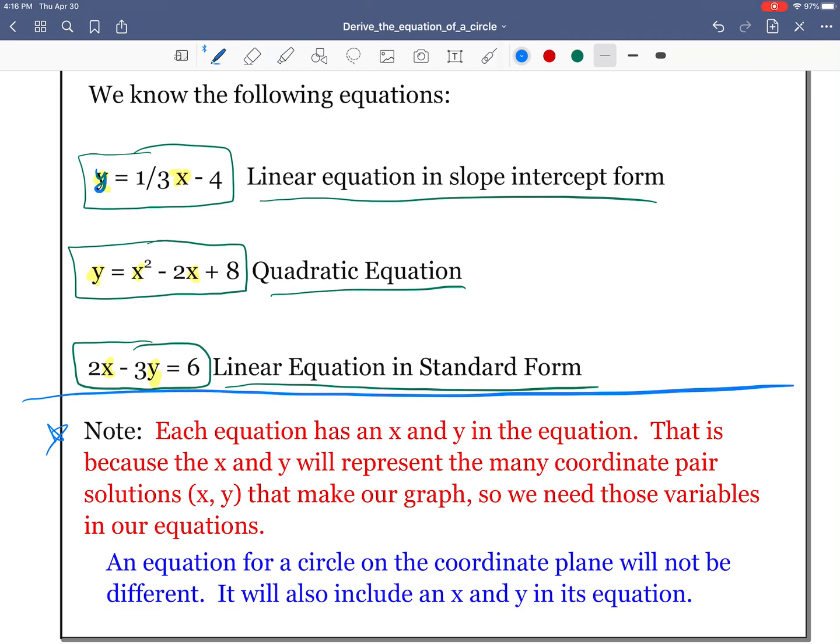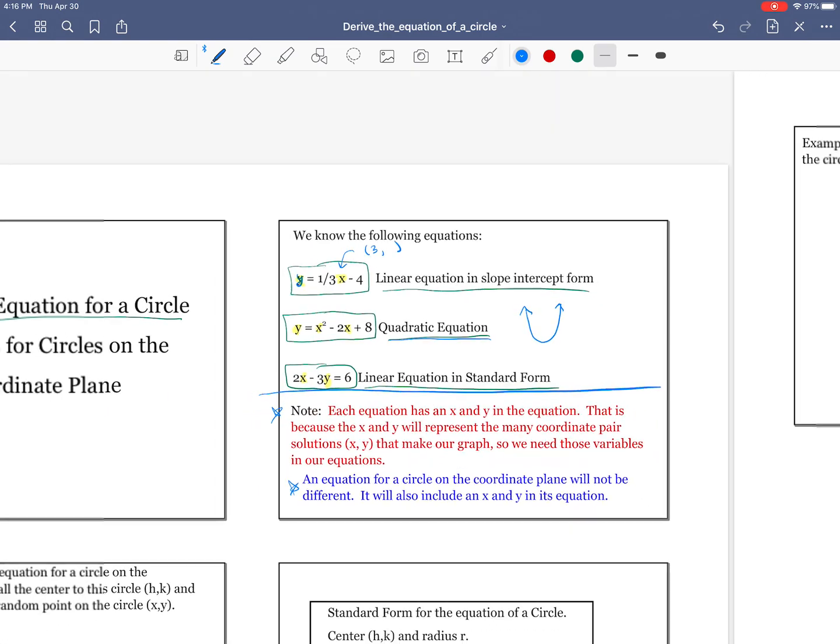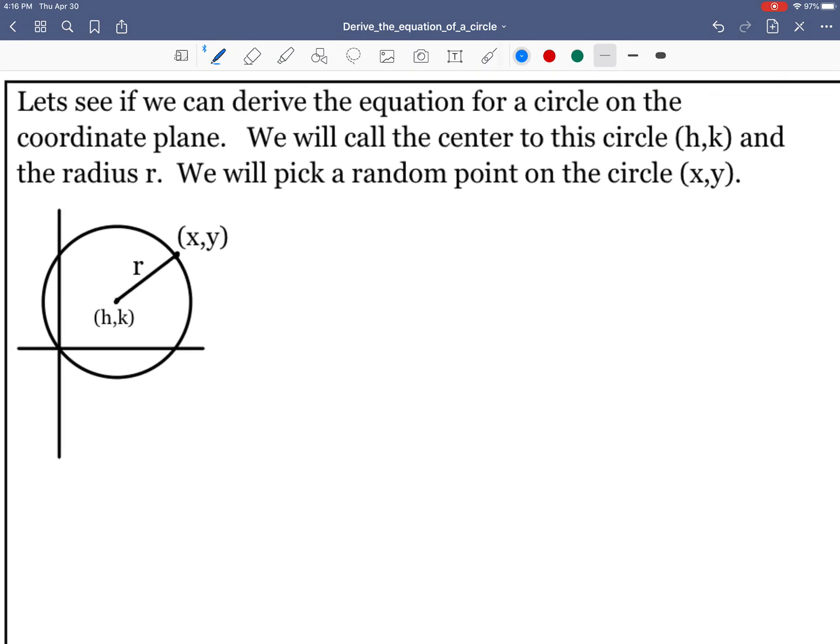For example, in our linear equations in slope-intercept form, I might say let x equal 3. And if x is 3, what's y? You would plug that in to get what y is, plot that point. You could do that over and over again, and all of these points will form the line, giving you the linear equation. Just like the quadratic equation, you would do the same, and it would give you a parabola. So the same is true for our circles. Our equation for our circles on the coordinate plane will not be any different. They're going to have an x and a y in the equation. So I do want you to get used to that idea.